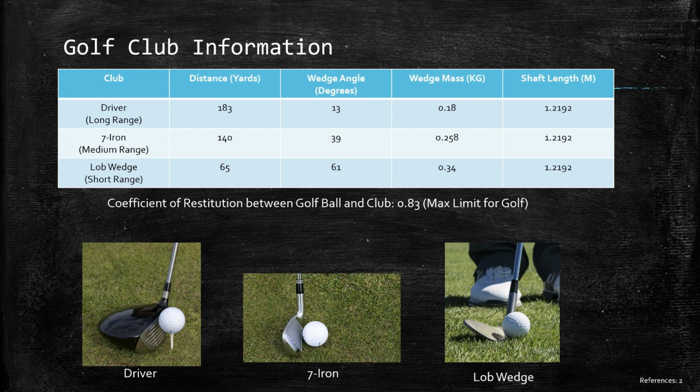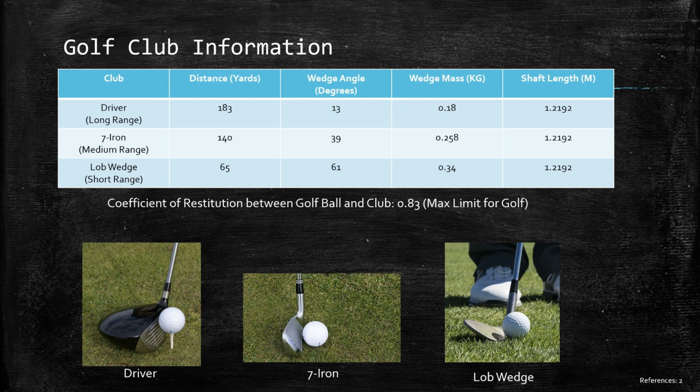And here we have the golf club information. Our driver, which is meant for long range shooting, has an average distance of 183 yards, and its golf ball launch angle is 13 degrees, and the mass of the wedge is 0.18 kilograms.